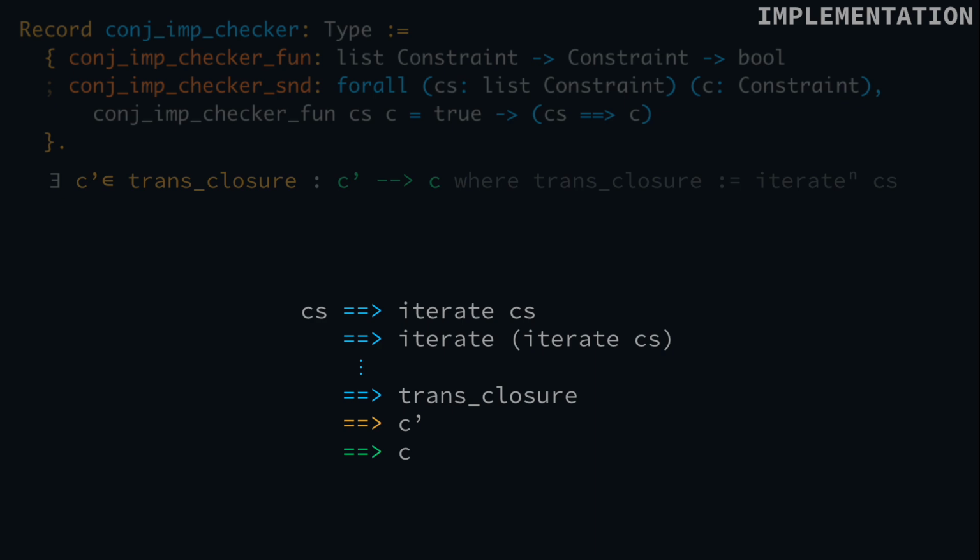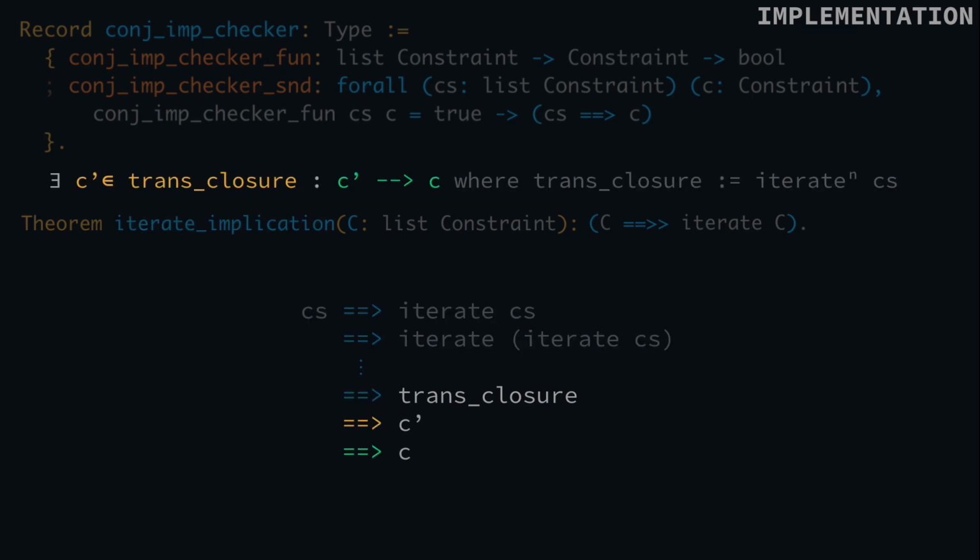Then we prove that the hypothesis implies the thesis through transitivity by first applying the iterate implication theorem inductively to prove that our hypothesis implied the transitive closure of the hypothesis, and by later applying the fact that our function returned true to see that the transitive closure implies C prime, and that C prime trivially implies C, and therefore C prime implies C. By transitivity, we get what we wanted.